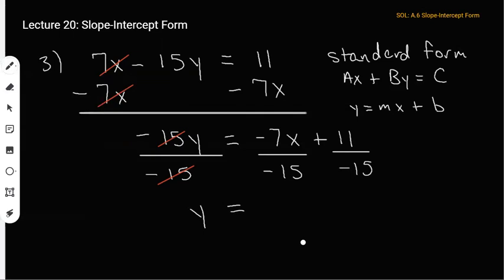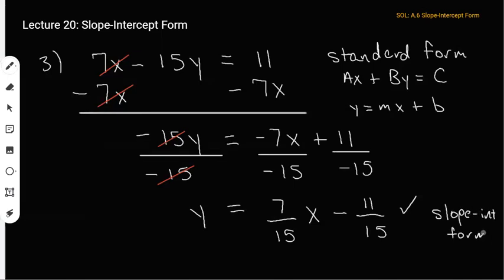On the other side, I have -7x divided by -15. I know that I'm going to get a fraction from this that's not going to be able to reduce down, but the negatives are going to cross out, and that's just going to leave me with a +7/15 times x. And then over here, my y-intercept is actually going to be a negative number. I know that because I have a +11 divided by a -15, and that's going to give me -11/15. And that's my answer. Now it's in slope-intercept form.